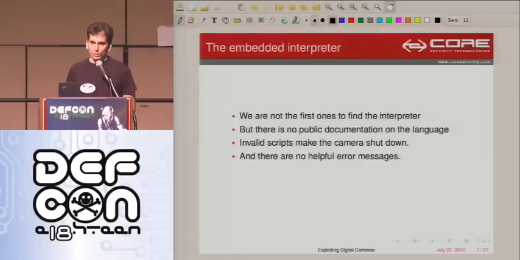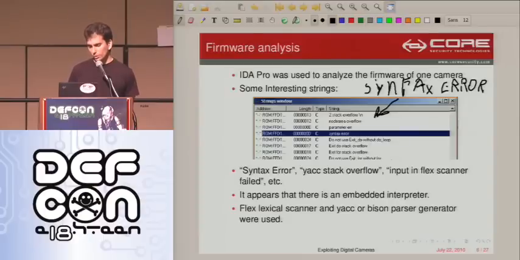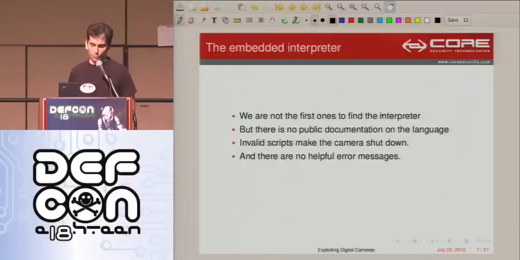We found this parser, and these parsers are commonly found in interpreters and compilers. We assumed it was an interpreter as that makes more sense inside the camera. We later found we were not the first to find this interpreter, but there is no public information on how to write a script for the cameras, or any information on the syntax or semantics of this language. And it is very difficult to just guess how to write a script for this language, because any error causes the camera to simply shut down, and there is no error message that says why the script is invalid.